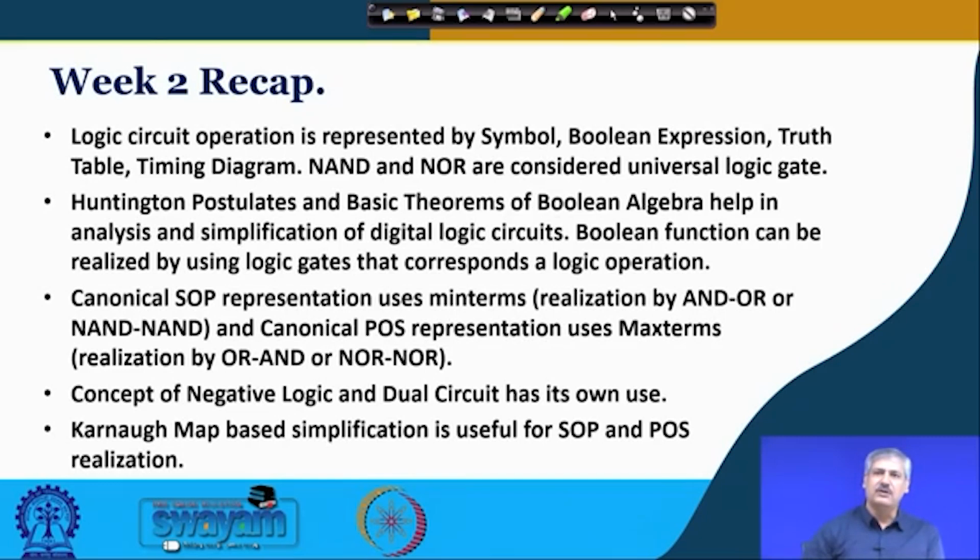Two-level circuits for SOP was AND and OR. Alternately, NAND circuit can also be used, and for POS the basic circuit is OR and AND, direct from the equation we can get, and then also we found that with a little bit of manipulation we can realize that by NOR circuit as well. We also looked at the concept of negative logic and dual circuit and found its use, and finally, we ended last week with a discussion on Karnaugh map based simplification. Any truth table, how it can be mapped into a Karnaugh map, and then that Karnaugh map can be used for simplifying SOP and POS representation, and also we looked at don't care input and how that can be used for minimizing the circuit.